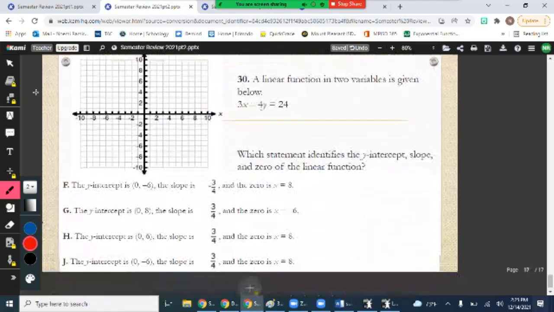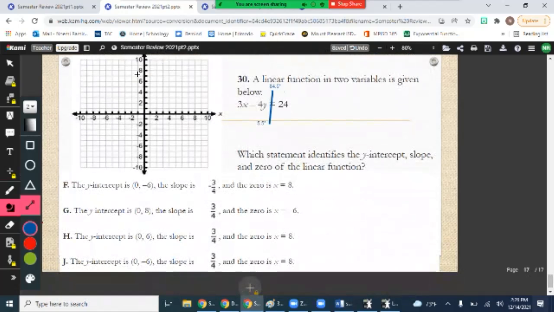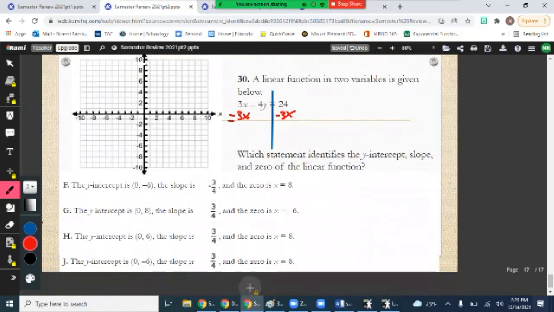You were supposed to solve for y. That was what you were supposed to do first. So minus 3x. I didn't solve for y in the other classes because I wasn't making the video. So negative 4y equals negative 3x plus 24. And the last step is to divide. We're dividing by a negative 4. So you get y equals positive 3/4x minus 6.